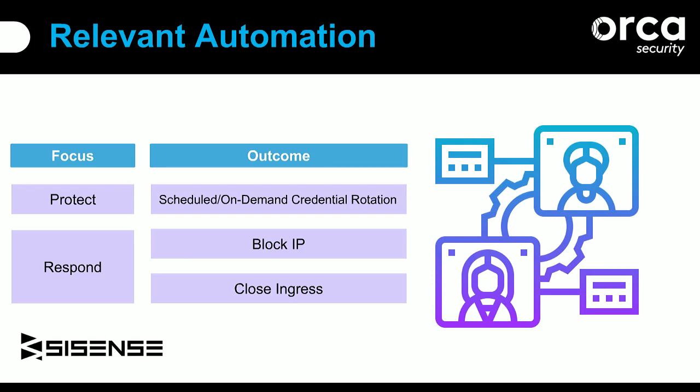In addition to that, to help respond in the future, I'll be able to block that IP address, especially if I'm hooked into my WAF API. And then in the AWS environment itself, I can close ingress to that port if it was never supposed to be open in the first place. So these are some decent examples of automation for protecting, responding, and also compliance.